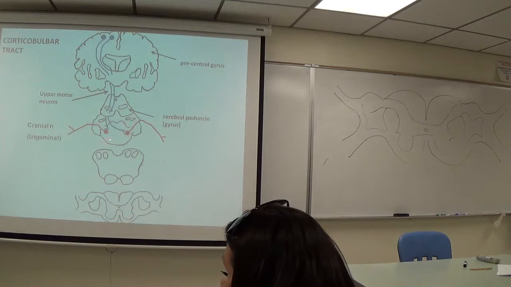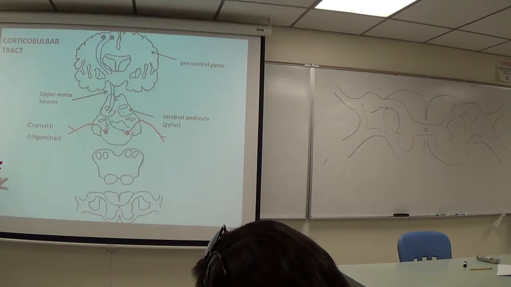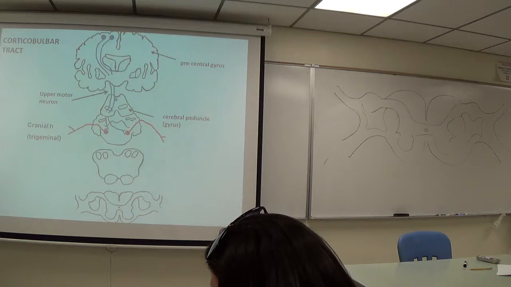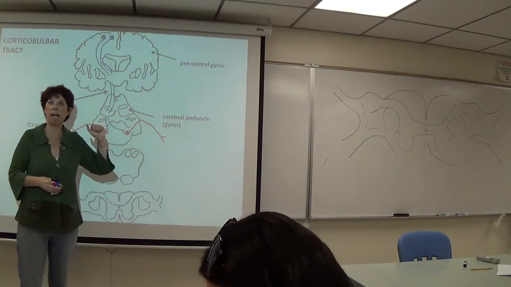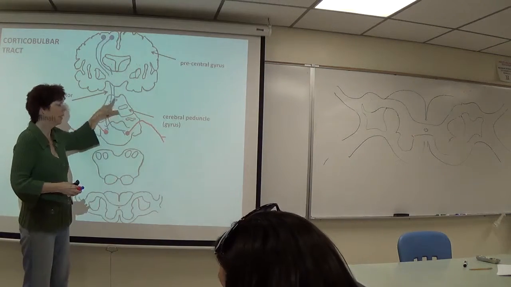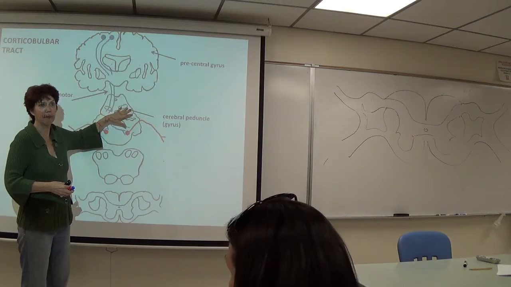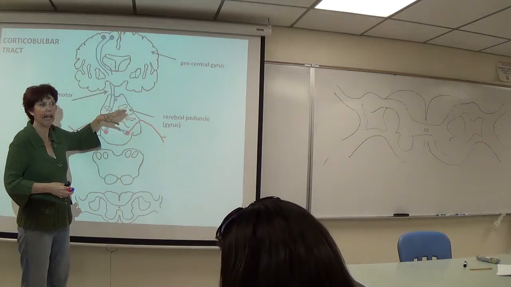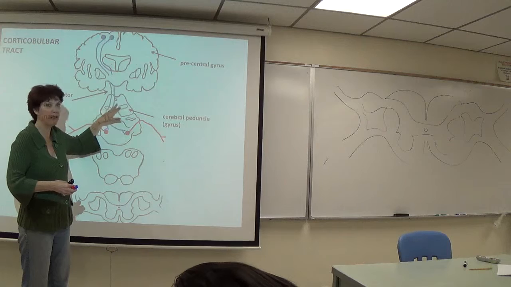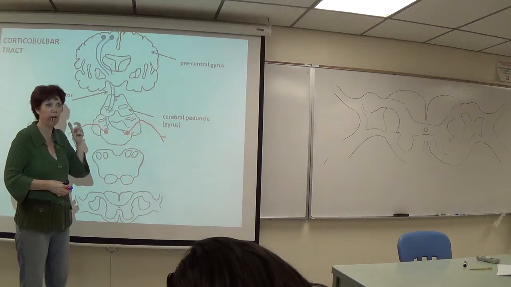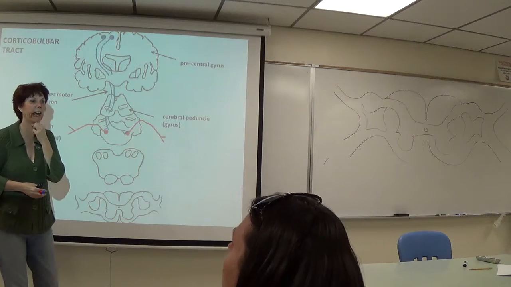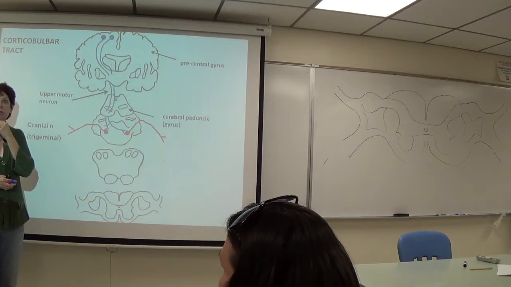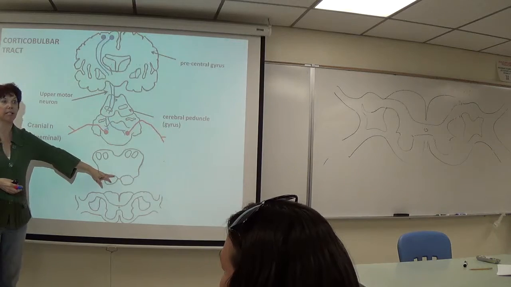Then the lower motor neuron is going to be in the pons, or it might be in the midbrain, or it might be in the medulla. Depends on what cranial nerve we're talking about. So if I want to voluntarily move my eyeball, oculomotor and trochlear nuclei, abducens nuclei are in the midbrain. What if I'm going to stick out my tongue? Where's the nucleus for that one? Hypoglossal. Cranial nerve 12 will be down in the medulla.